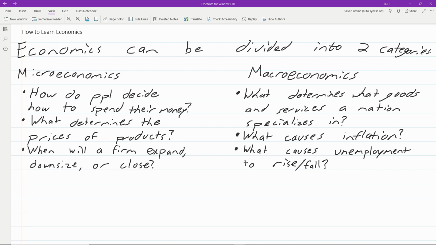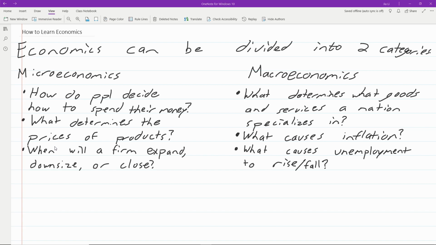Okay, so those are two different approaches of how we can get into economics by subject matter, small scale ideas versus larger scale ideas, micro versus macro, right? But how do we actually learn about each of these questions? Say, for example, here we're in microeconomics. So then how do we actually learn about how people decide how to spend their money? How will we approach this question?